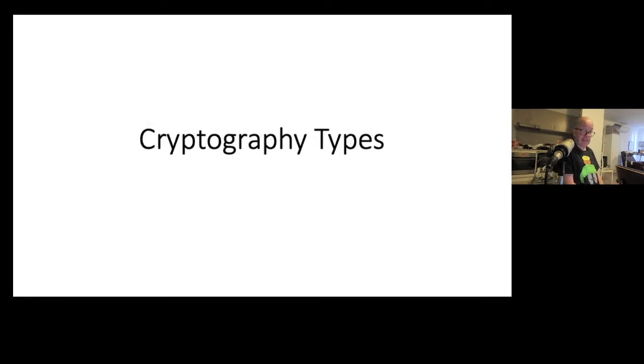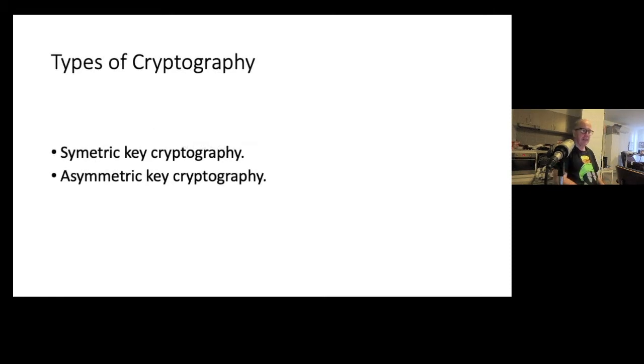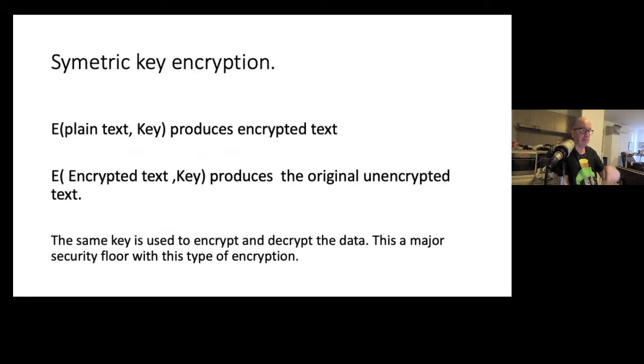The first thing you'll need to understand to get a grasp of modern cryptography are the two cryptography types. The first cryptography type is symmetric key cryptography, and the second cryptography type is asymmetric key cryptography.